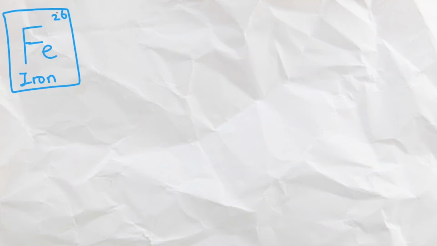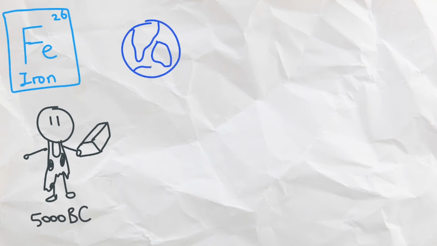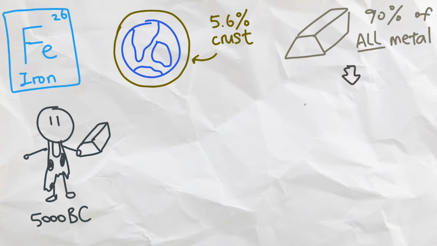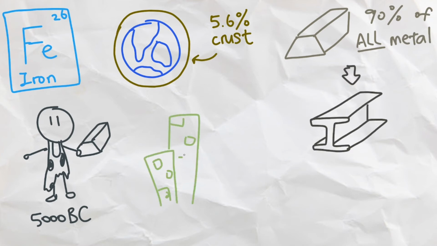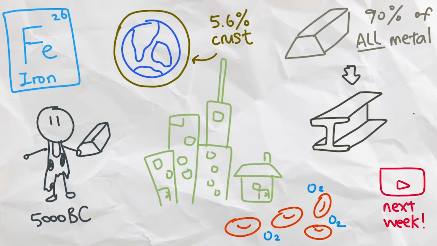Next, we have iron, the most useful metal that has been used by humans since around 5,000 to 7,000 years ago. It makes up around 5.6% of the Earth's crust, making it the second most abundant metal after aluminium. It rusts quite easily, but around 90% of all metal being refined today involves iron, mostly in steel. It's used in almost any structure you can think of, and also in our blood to help carry oxygen. I'll make a separate video on iron next week, as there's so much to talk about this interesting material.